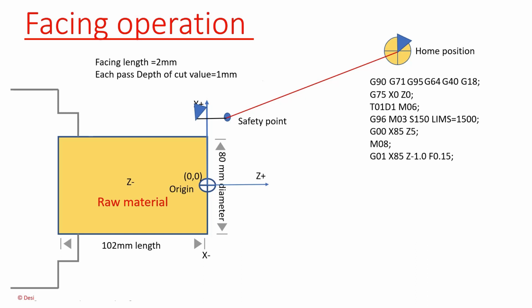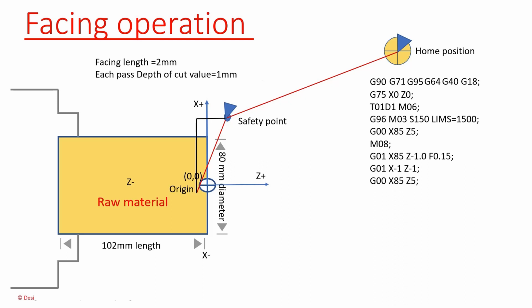The next tool move is in the X direction. That value is G01 X-1 Z-1. Next, the tool moves to the safety point. G00 X85 Z5. 1 mm of facing length is completed, and the remaining facing length is 1 mm.